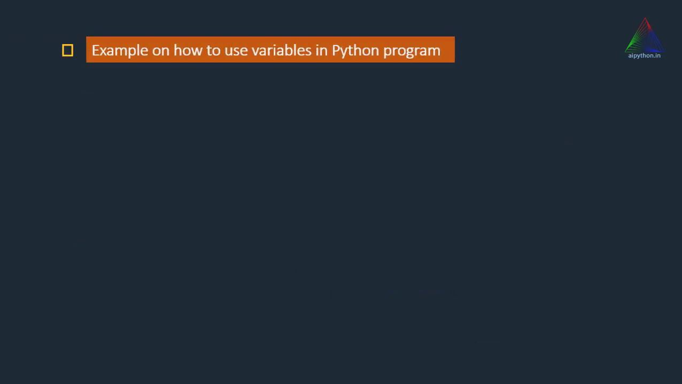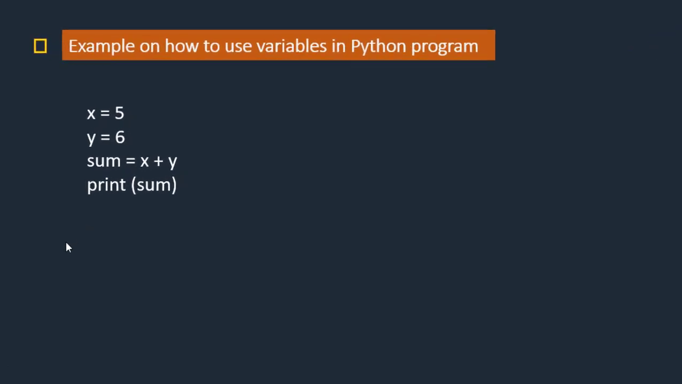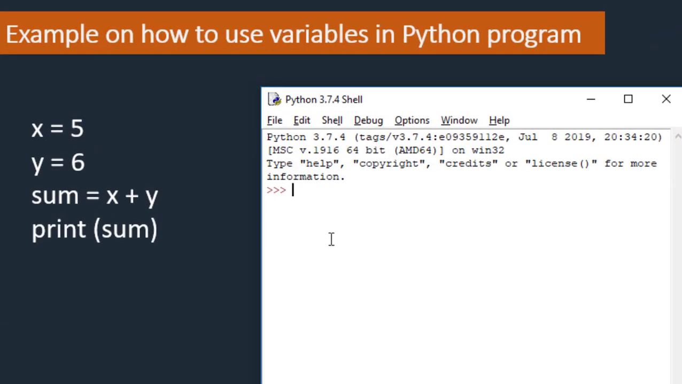Now we'll see an example of how to use variables in a Python program. So here we'll open Python IDLE. In case you are not familiar with Python IDLE, that is Integrated Development and Learning Environment, you can watch the video, and the link for the video is given in the description as well as in the I button at the top right corner. So we'll open Python IDLE.